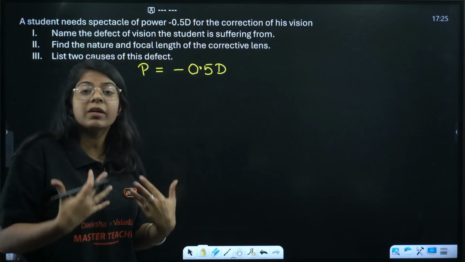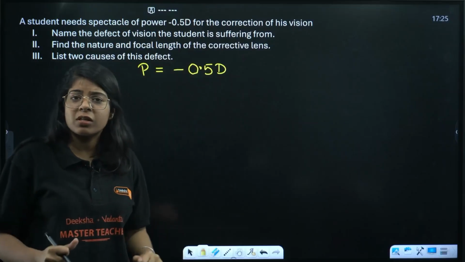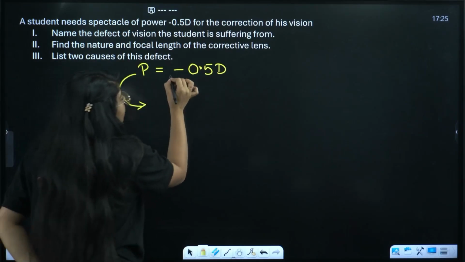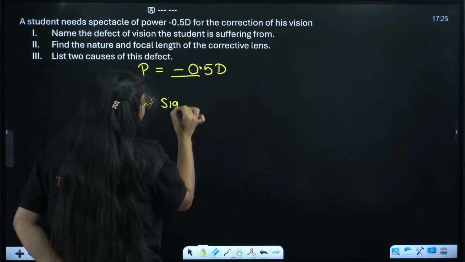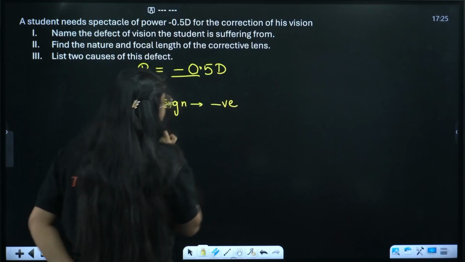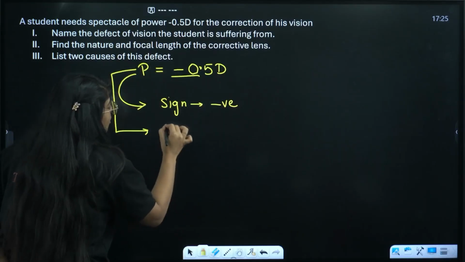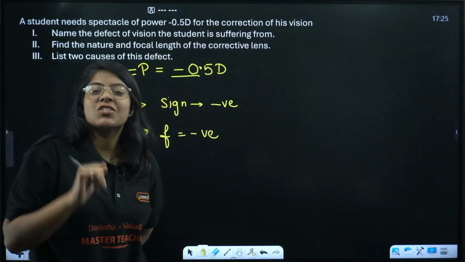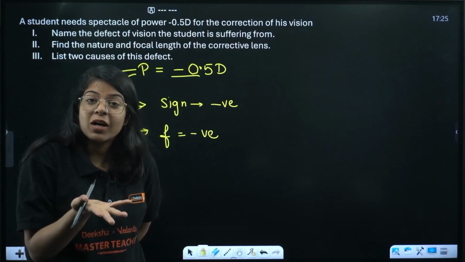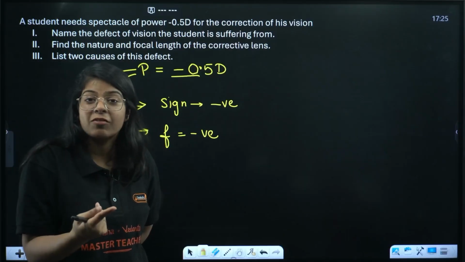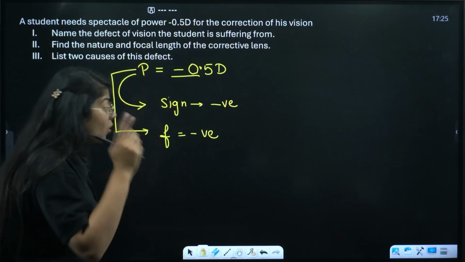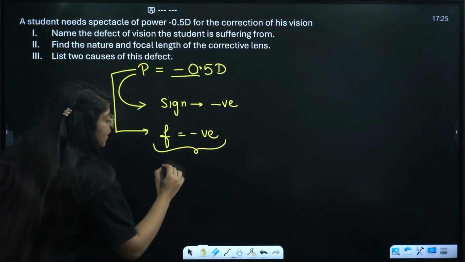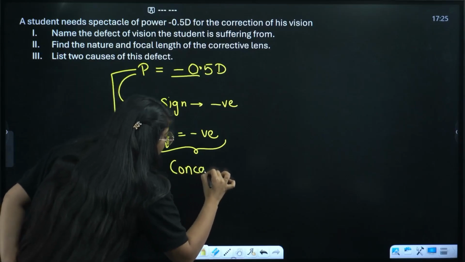Now how will we realize just from the power what defect the student is suffering from, right? There is an order. So first we'll find out the sign of power. The sign is negative, correct? If power has negative sign, so focal length will also have negative sign, correct? And we just studied which lens has negative focal length. Which lens? Convex or concave? We know convex lens has positive, only concave lens has negative focal length.